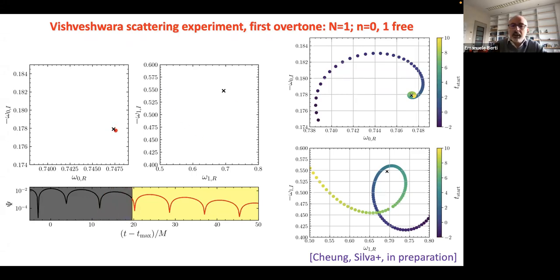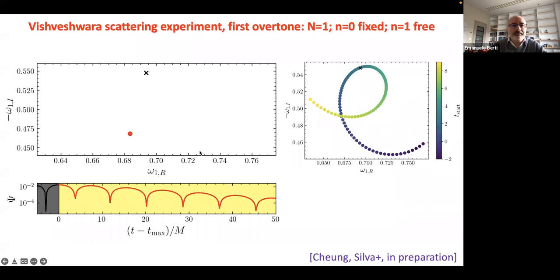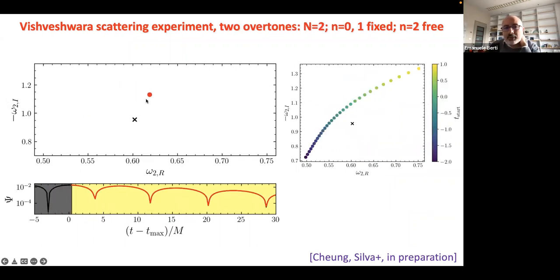Okay? It's even worse if you try, well, you may say, okay, I may want to fix the frequency of the fundamental mode and then fit the first overtone. The same thing happens. You only go through the expected value, but then you fly out again. And things get even worse when you try to fit higher overtones. Here, you are fixing the fundamental mode and the first overtone, and the second one doesn't even get close to the value that you would expect. Okay, so what's going on here?